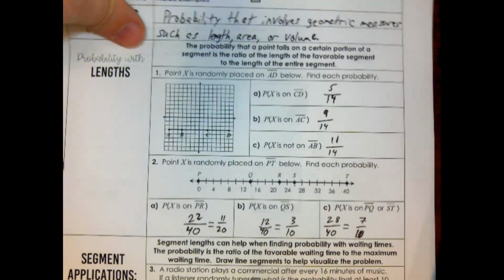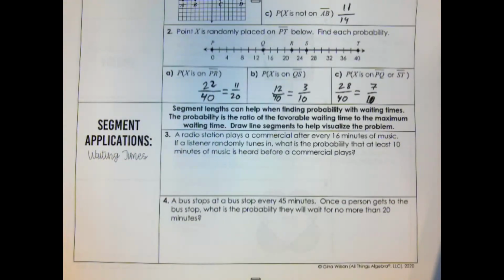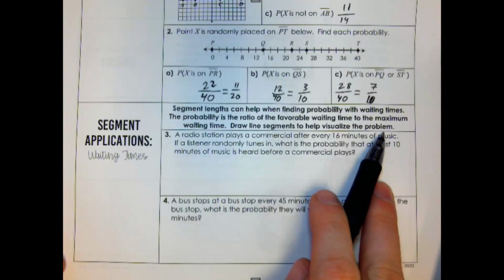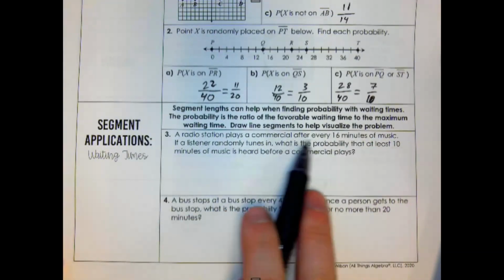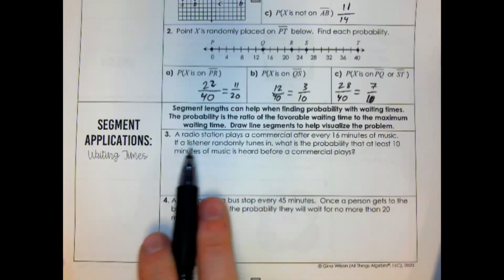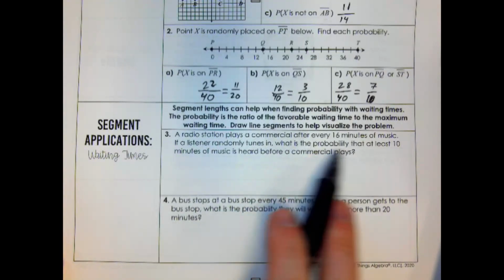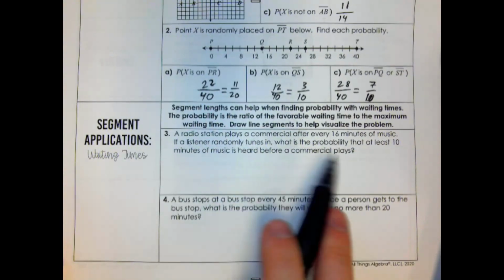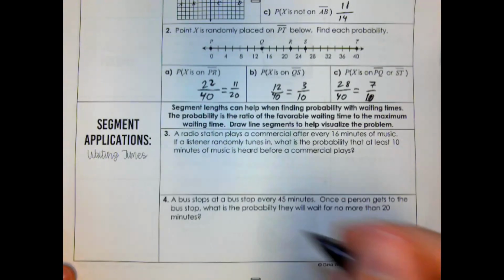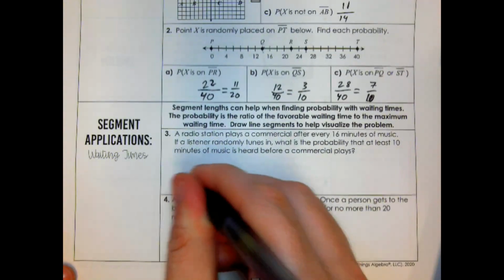All right, let's look at a few of these applications down here. And they recommend that we draw line segments to help visualize the problem. So a radio station plays a commercial after every 16 minutes of music. If a listener randomly tunes in, what's the probability that at least 10 minutes of music are heard before a commercial plays? So let's draw a line segment.